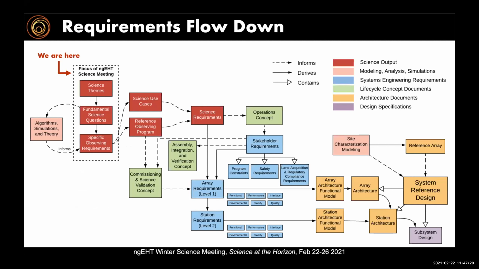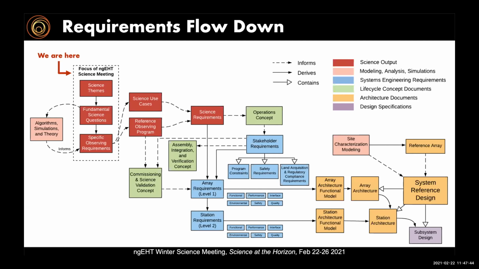All right, I'll start here with the requirements flow down. We are here in the upper left portion of this diagram. As Shep and Michael mentioned, the focus of this week is on the science, on the themes, the questions, the observing requirements, and really trying to figure out what we as a community want this array to go do.